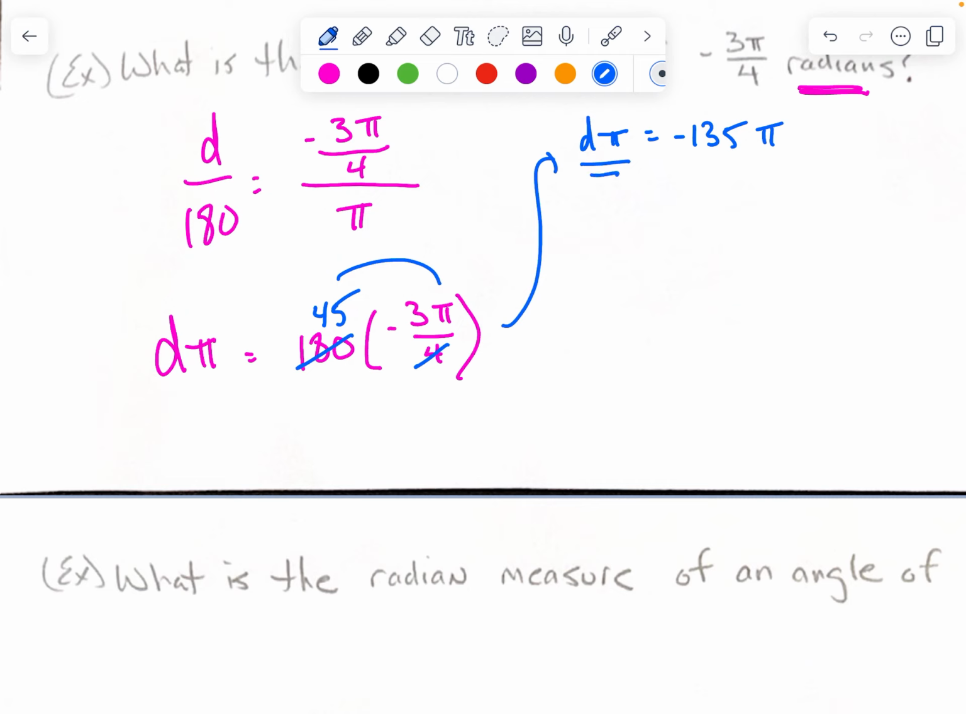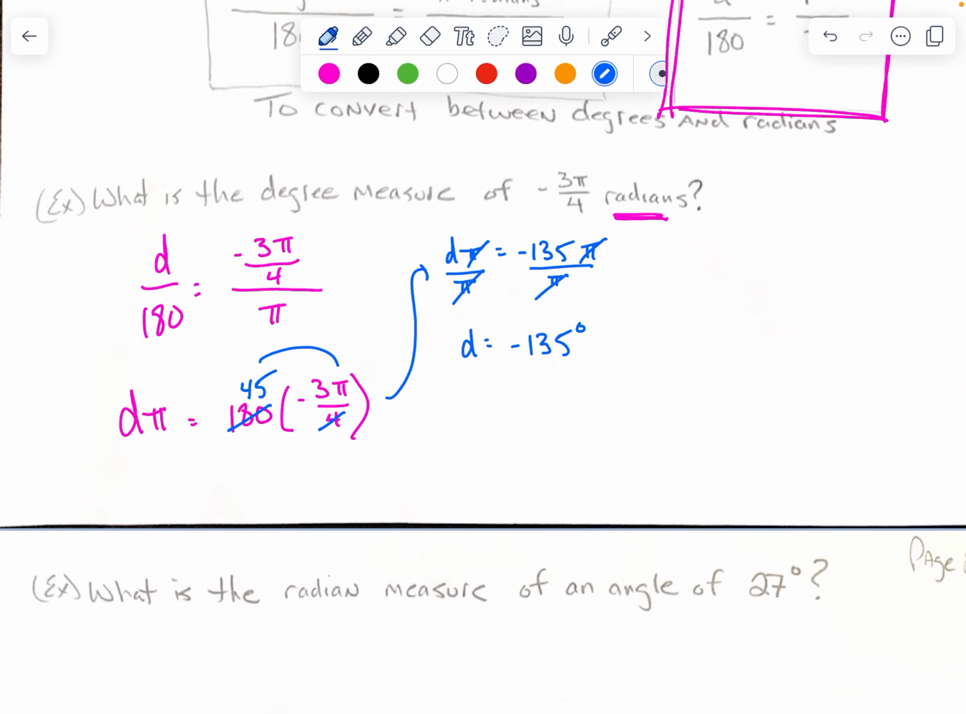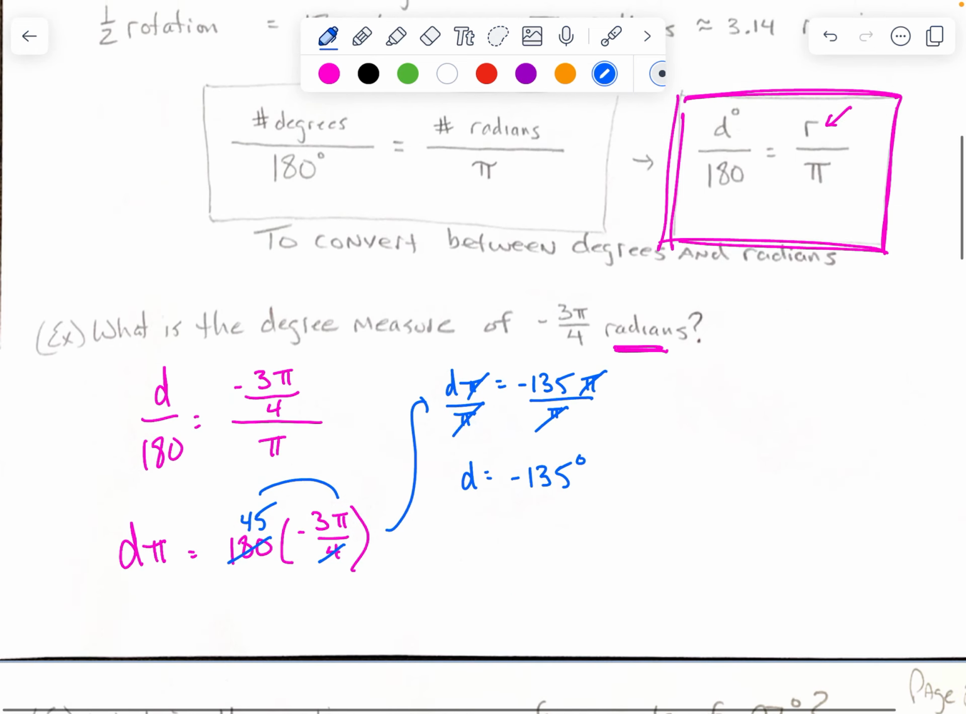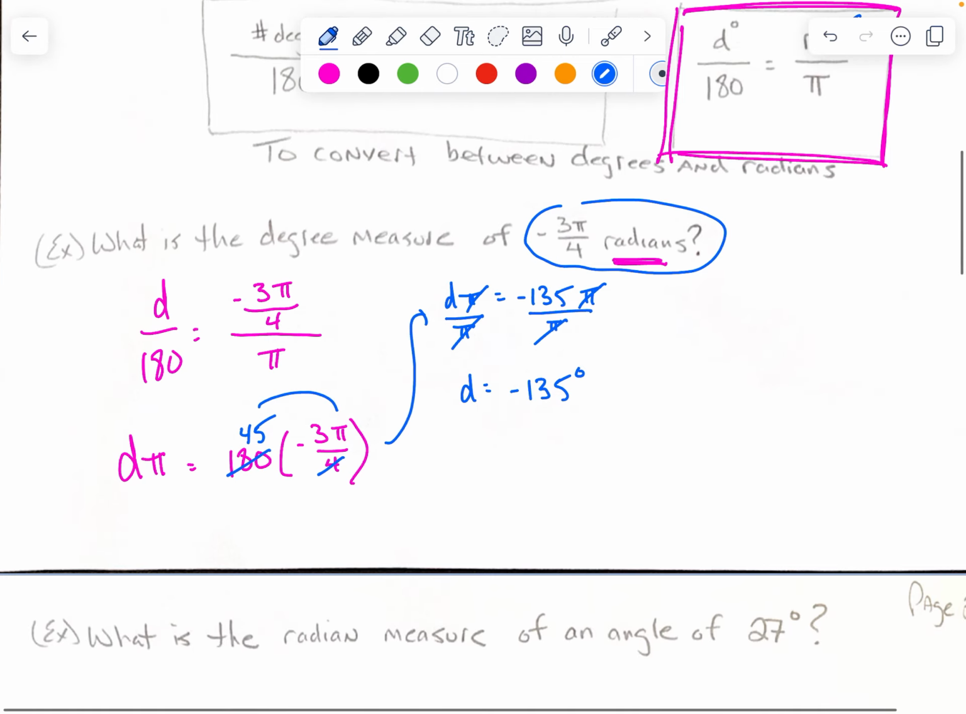And now we're going to solve for d by dividing by pi. When I divide by pi, the pi's cancel, and they cancel here as well, which is nice. So d is negative 135 degrees, and we're done. That's the move, right? We literally just put the number of radians in the radians location. So it was this thing, put it right in the radians, and then just solve the proportion. I'm going to show you one more.